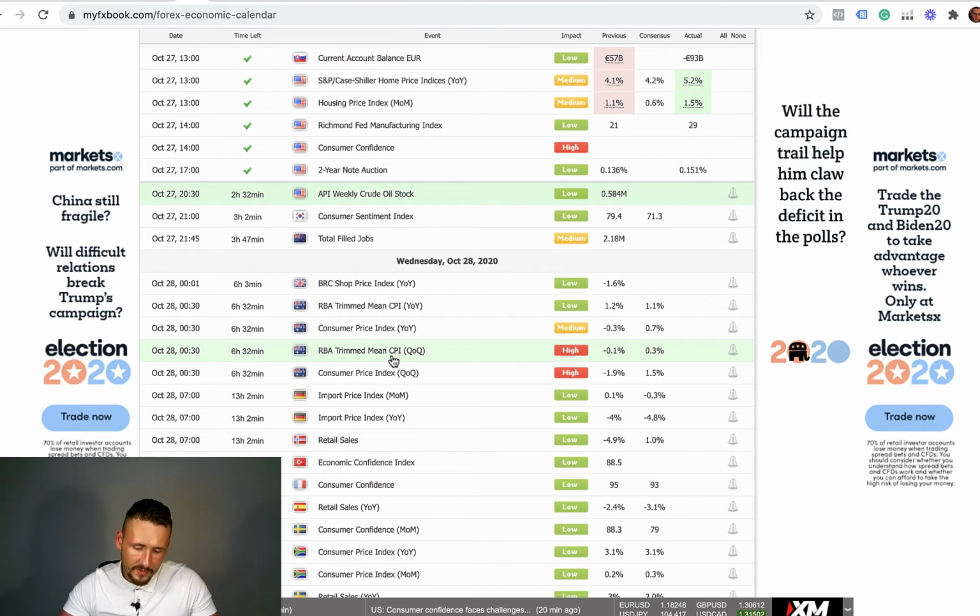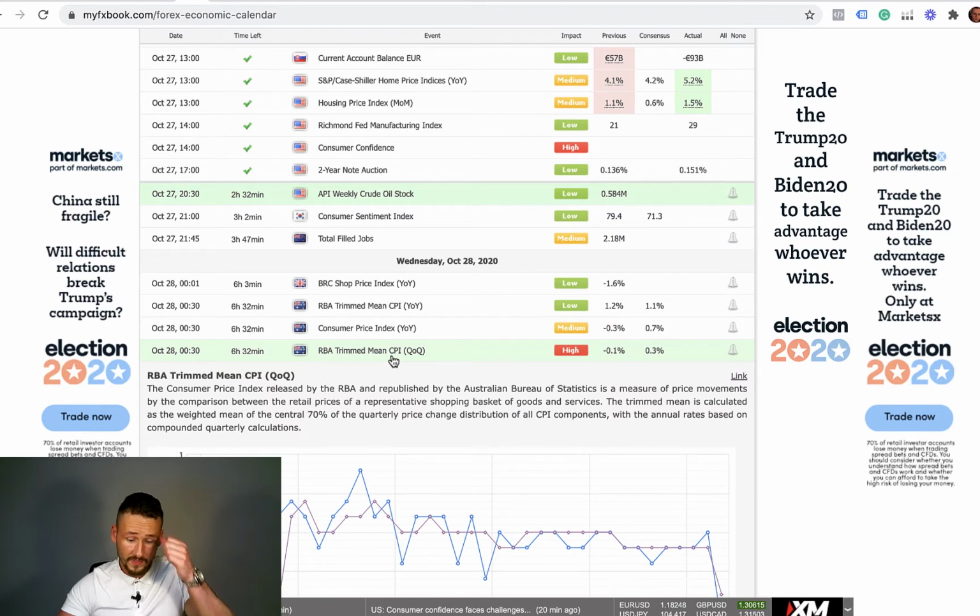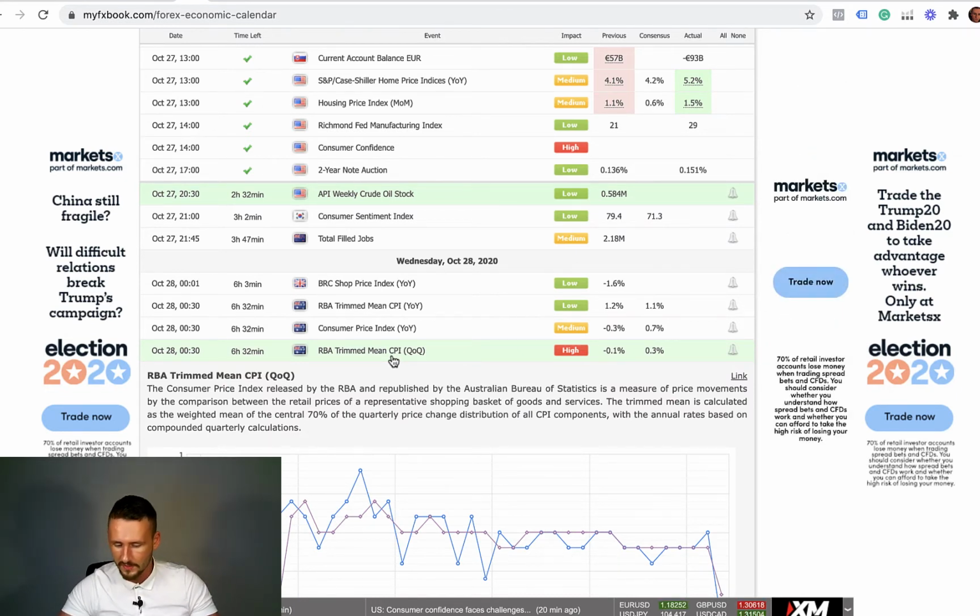So RBA trimmed mean CPI quarter on quarter. What does that actually mean? The Consumer Price Index released by the RBA and republished by the Australian Bureau of Statistics, blah blah blah blah blah. Exactly, you get the point. You are able to find out everything you need to know. But the main point of looking at these types of news is to make sure that you do not get spiked out of any massive events.